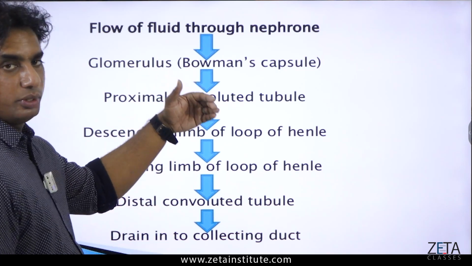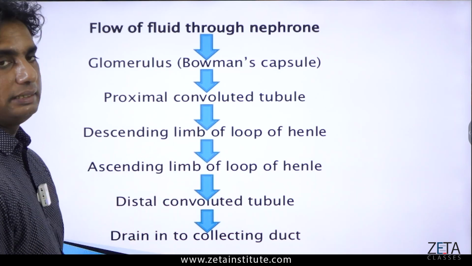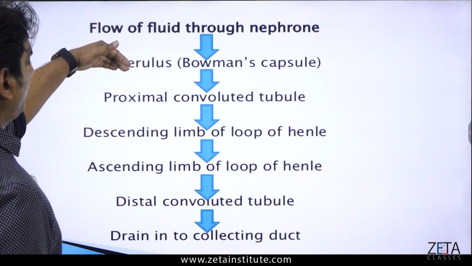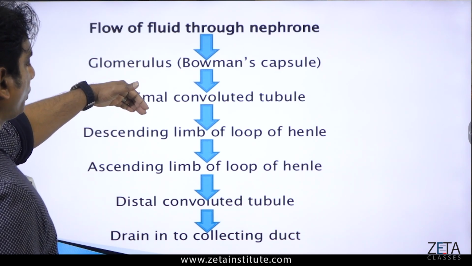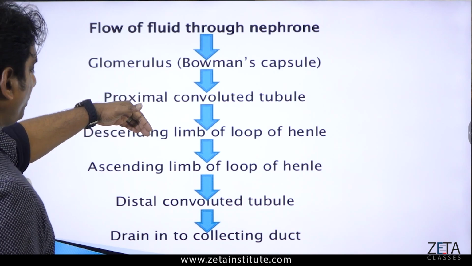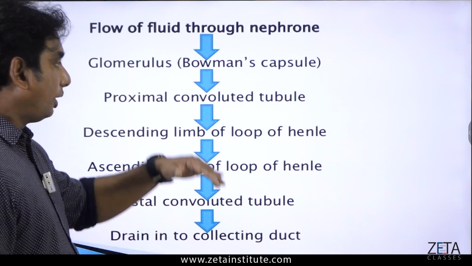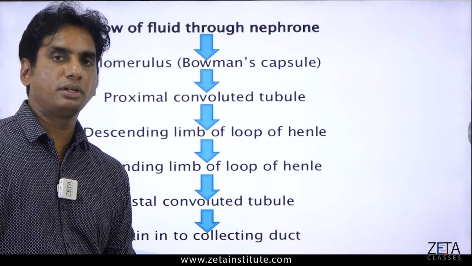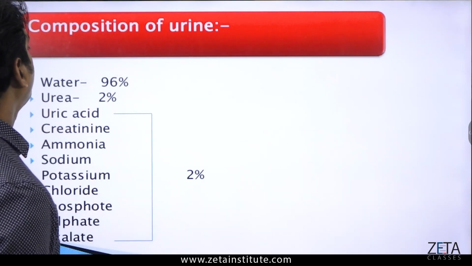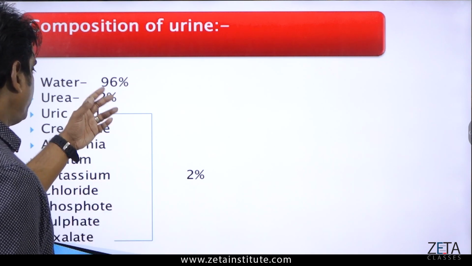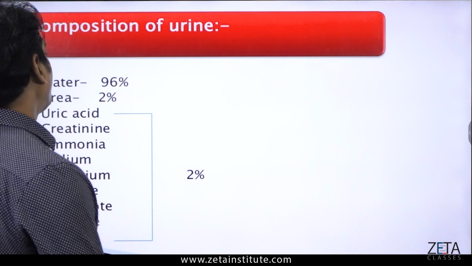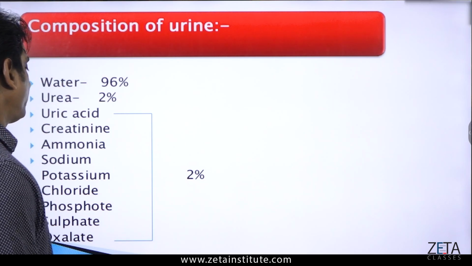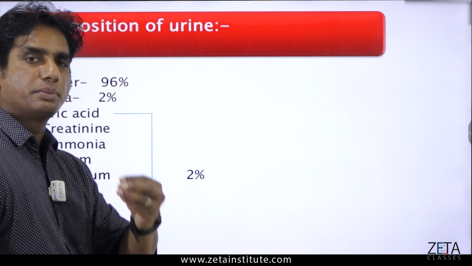Mainly the flow of fluid through the nephrons will be like this, the detail of which you will study in grade 11. For example, first the fluid enters the glomerulus, then the proximal convoluted tubule, goes to the loop of Henle, the distal convoluted tubule, finally into the collecting duct. During this process, the blood which carries impurities will change into urine, a colorless fluid. Composition: water is majorly 96% of urine, urea is only 2%. All other things like minerals, sodium, chloride, creatinine comprise very negligible quantities, 2%.